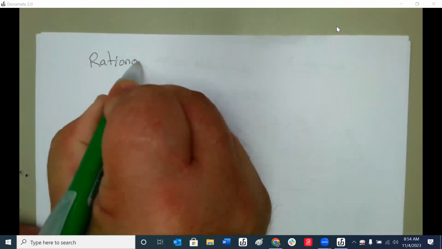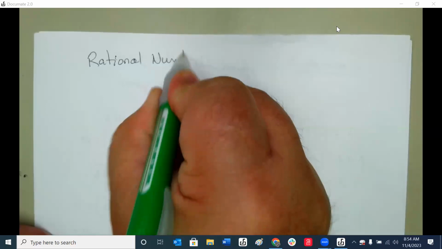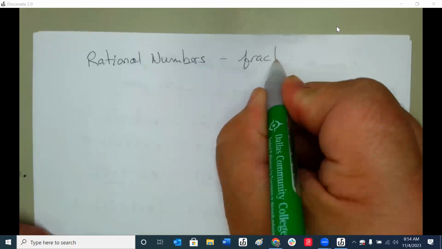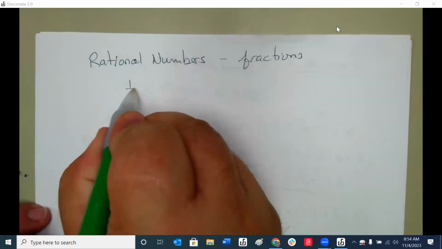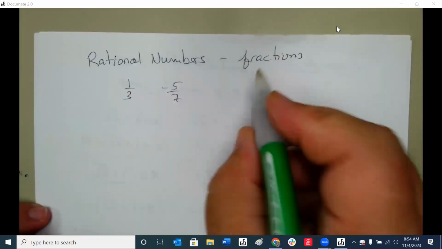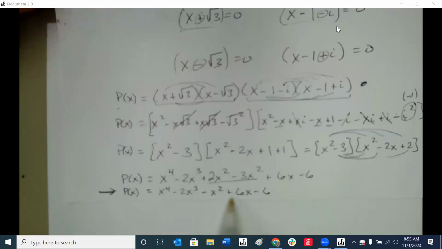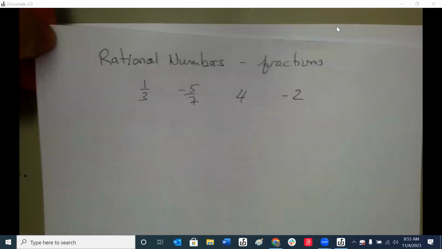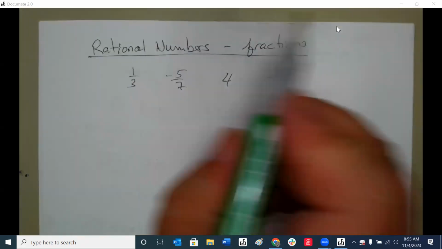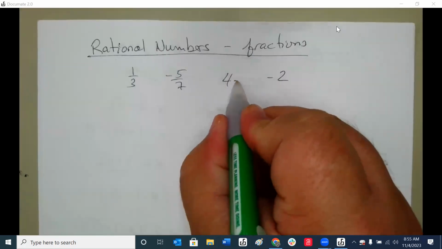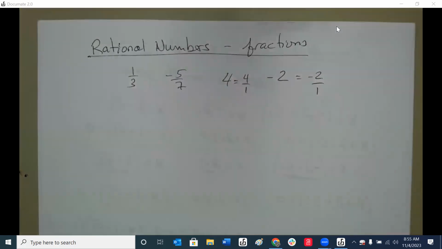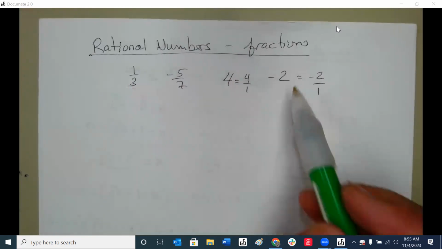Remember, what are rational numbers? Exactly. Rational numbers are fractions, like 1/3, or -5/7, or 4, or -2. Those are all rational numbers. Rational means fractions, but all of these are fractions. 4 is the same thing as 4/1, and -2 is -2/1. So fractions can be like the ones we're used to, or they could be integers.